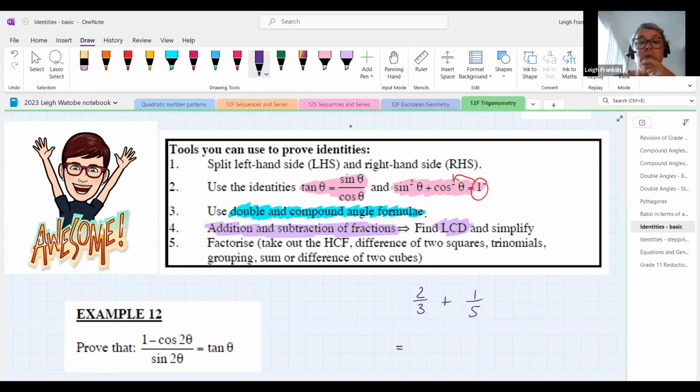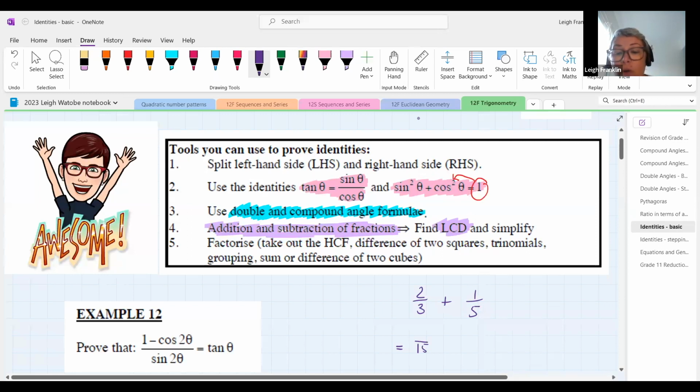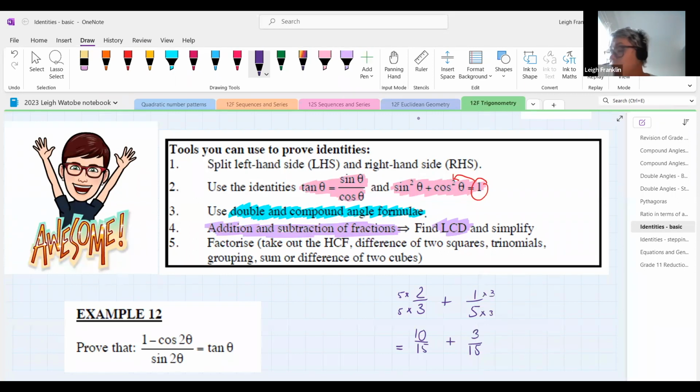In this case, what number would I use as my lowest common denominator? There we go. Okay, so my lowest common denominator would be 15, absolutely. Essentially what I'm doing is creating two equivalent fractions, both with the denominator of 15. I would do that by multiplying that by 5 and that by 5, and that by 3 and that by 3. So I'm going to end up with 10 over 15 plus 3 over 15.